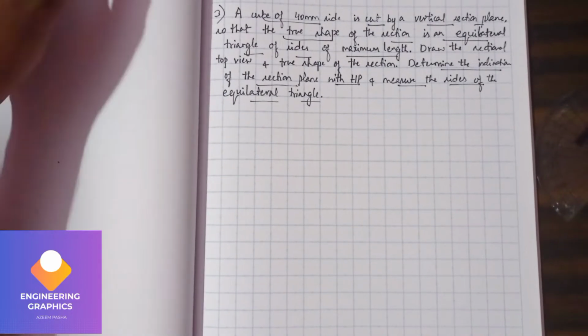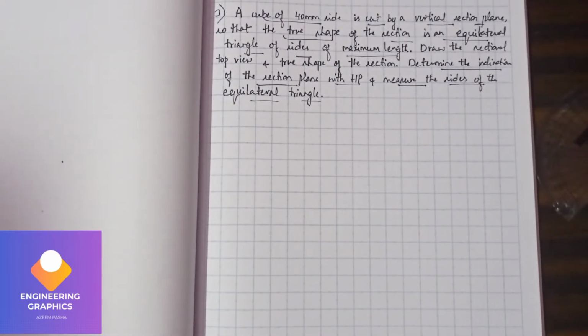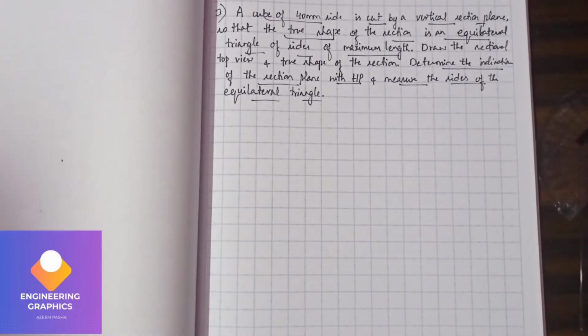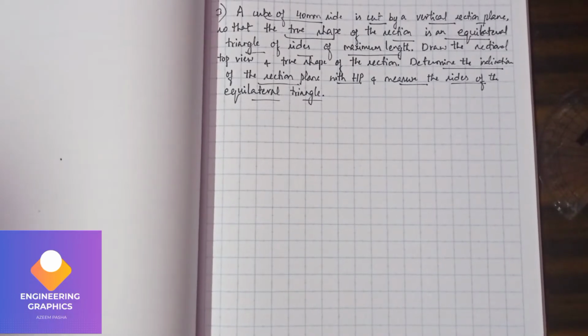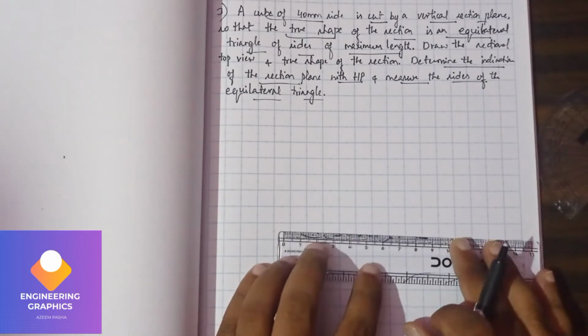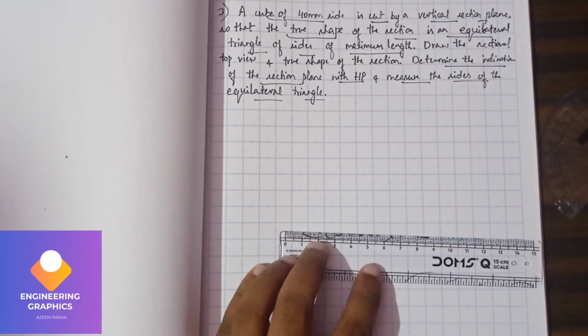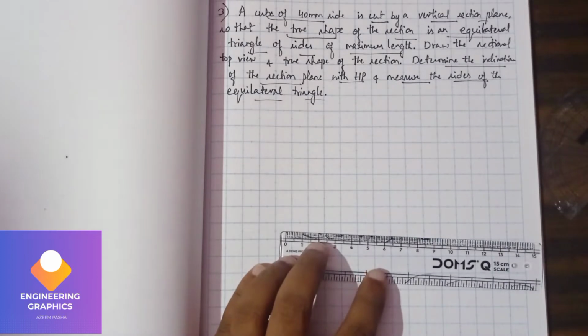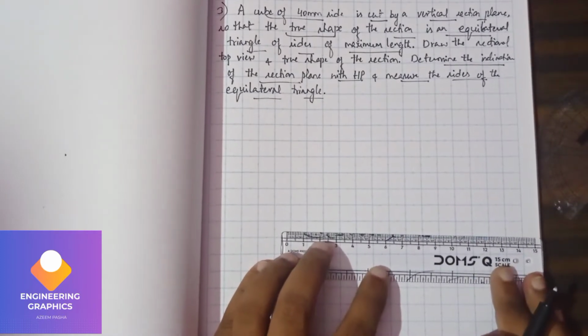In this problem, they have not given whether the cube is resting with the edge or with the corner. In order to get the true shape of the section as a triangular shape, we need to place the cube with respect to the corner position. Then only we can get the true shape of the section as an equilateral triangle.